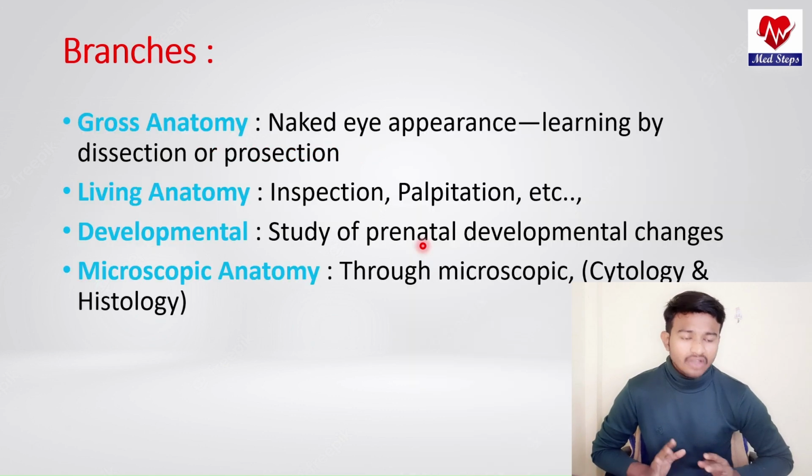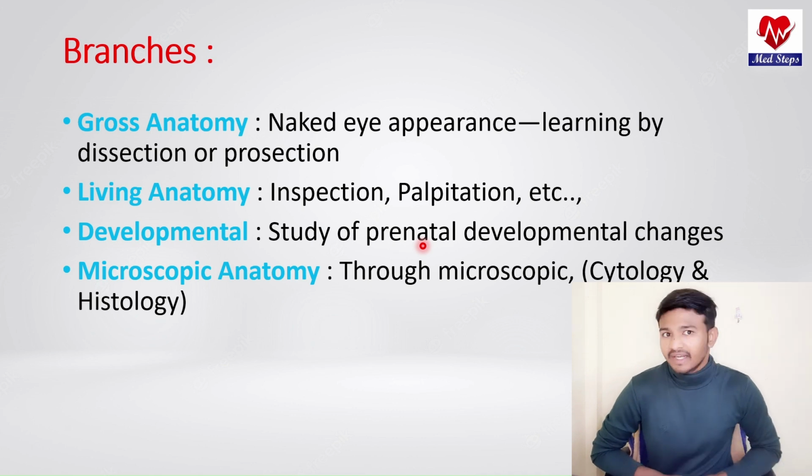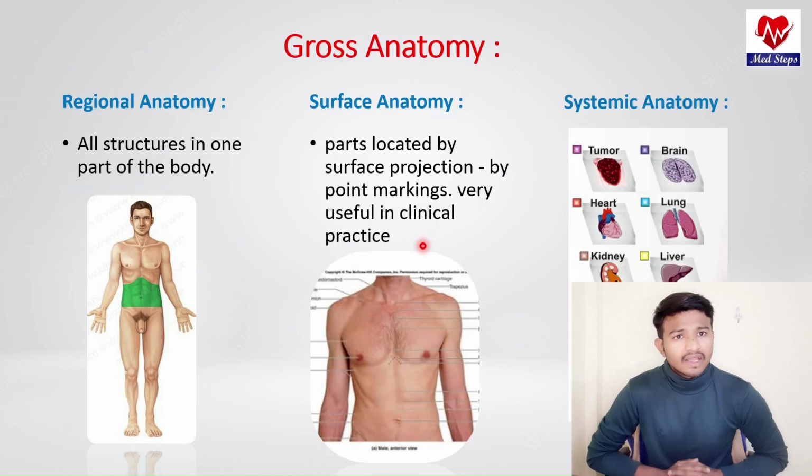Next, branches of anatomy. The anatomy is divided into several branches. The first branch is gross anatomy. Gross anatomy is also known as cadaver anatomy. This anatomy we can see with our naked eye. It is useful in cadaver dissection and preservatives. This gross anatomy is divided into three parts: regional anatomy, surface anatomy, and systemic anatomy.